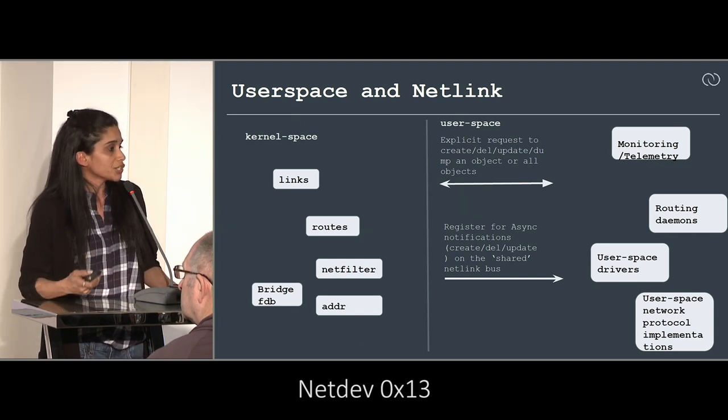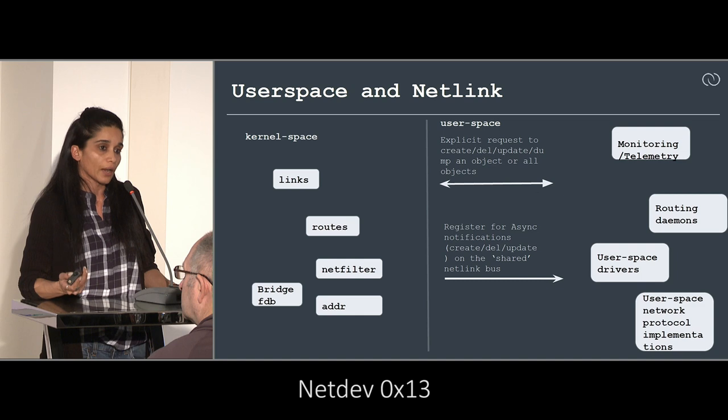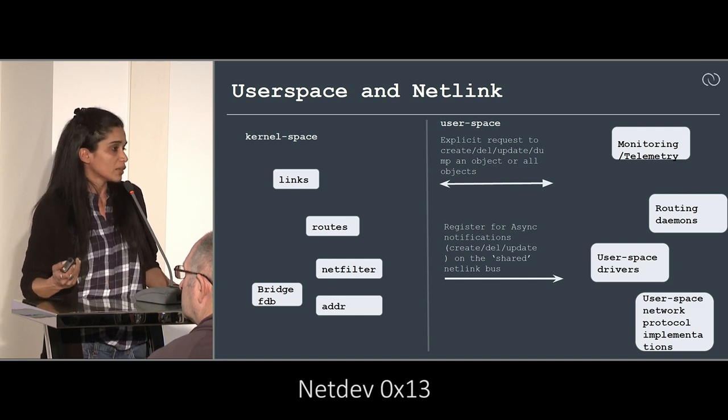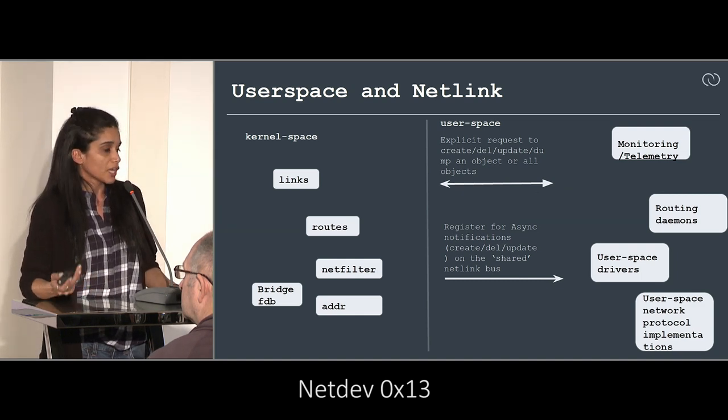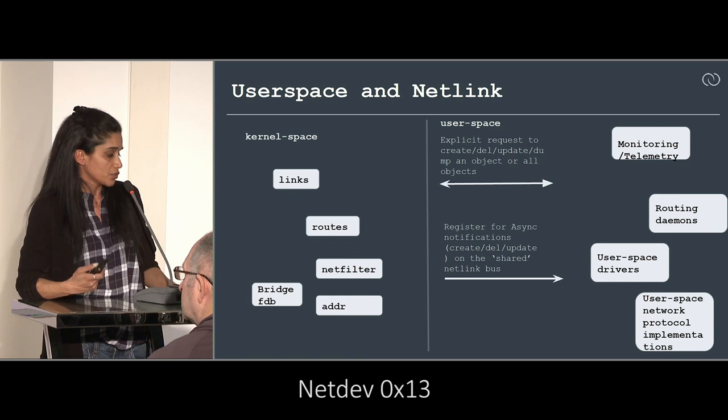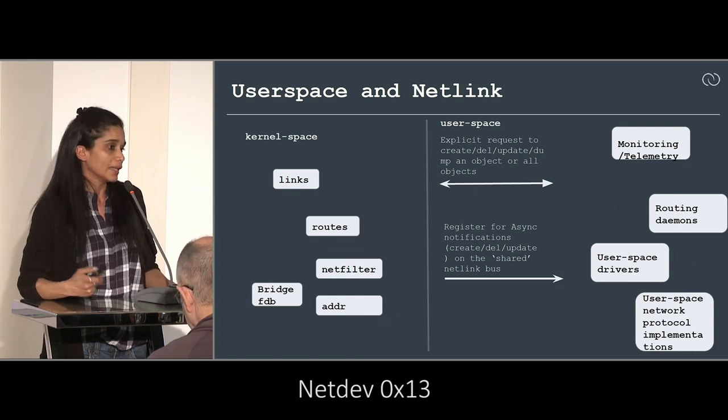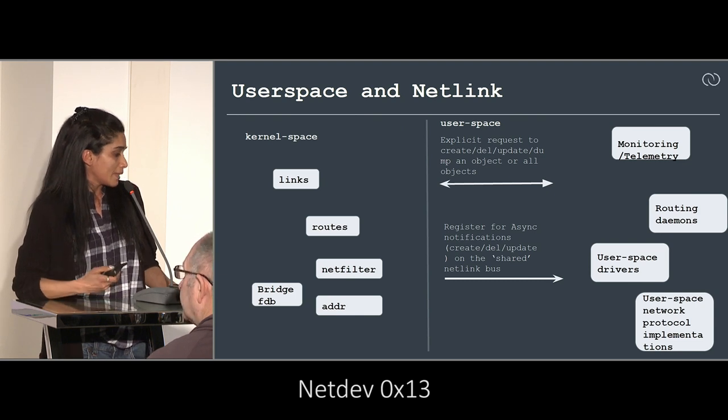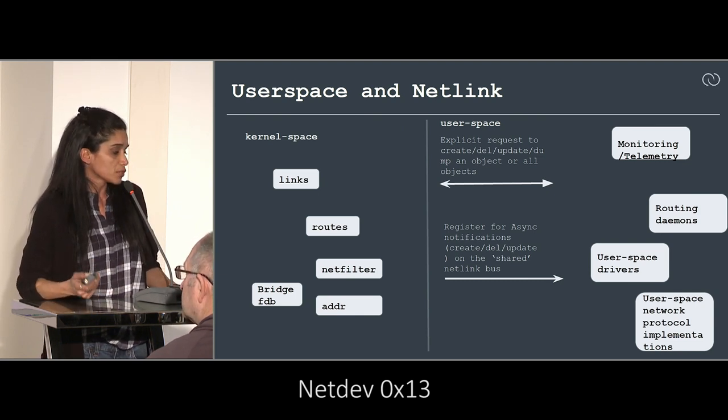And each Netlink family and message type provides you with groups that you can listen on. These groups dictate what kind of notifications you get. For example, for link notifications, there is a multicast group that your application can register to, and you'll get asynchronous link notifications. And the examples of user space applications using Netlink today: all of them.